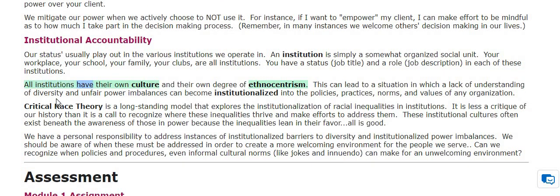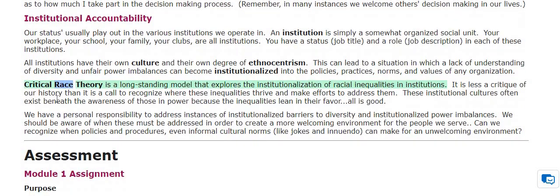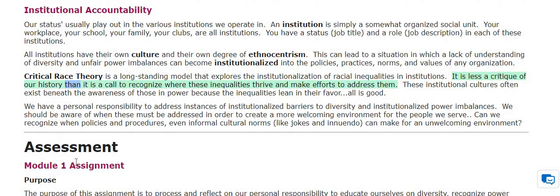All institutions have their own culture and their own degree of ethnocentrism. This can lead to a situation in which a lack of understanding of diversity and unfair power imbalances can become institutionalized into the policies, practices, norms, and values of any organization. Critical race theory is a long-standing model that explores the institutionalization of racial inequalities in institutions. It is less a critique of our history than it is a call to recognize where these inequalities thrive and make efforts to address them.